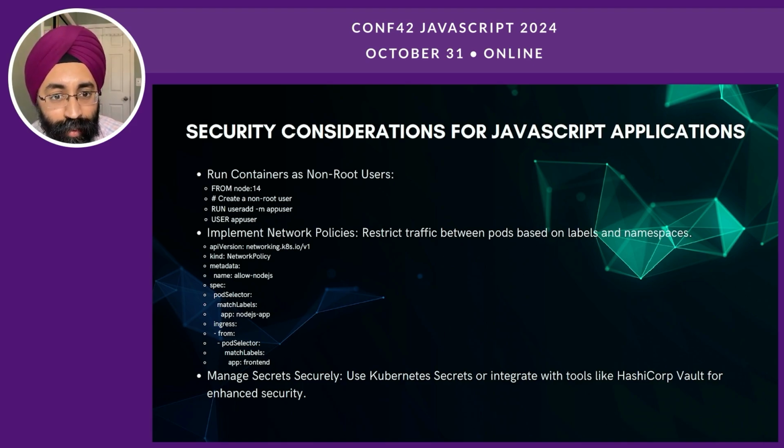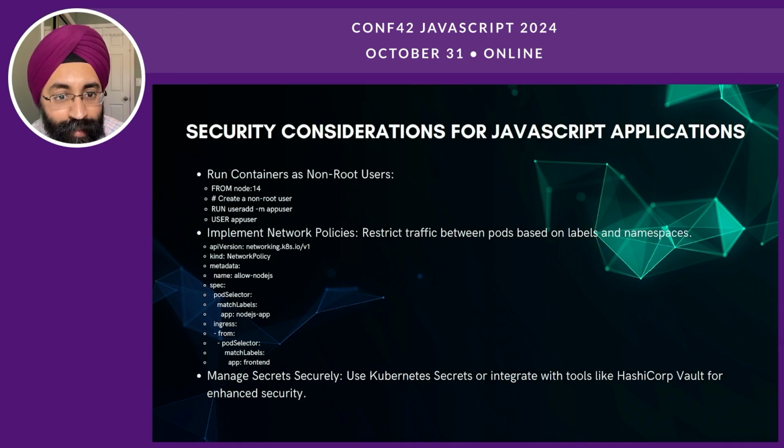Implement network security policies, like restricting traffic between the pods, and leverage namespaces and labels, which are Kubernetes properties. Using proper labels and namespaces, you can secure your applications, like the way the example shows, where we have used metadata called allow-nodejs, and we have pod selectors.